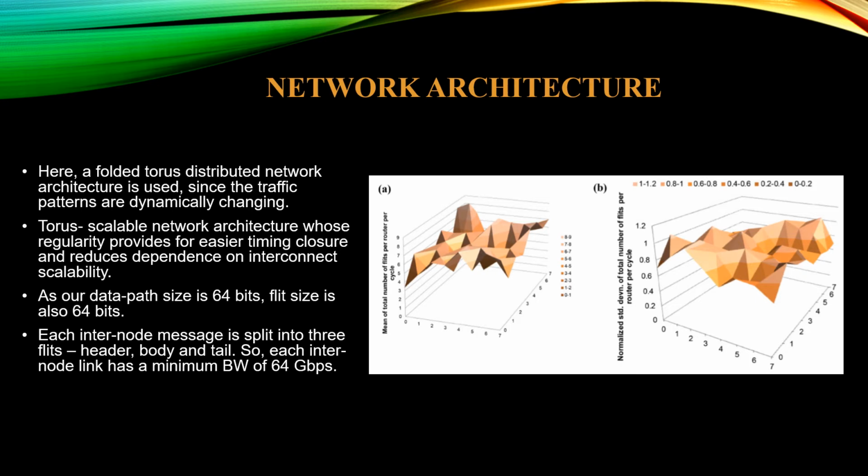We had already mentioned that the data path size is 64 bits, and so the flit size is also 64 bits. Flits are nothing but flow control units, and each flit consists of a header, body, and tail. Also, each internode link has minimum bandwidth of 64 gigabits per second. Here, the diagram represents the number of flits per cycle for an 8 by 8 folded torus network. The first one represents the mean, and second one represents the standard deviation.